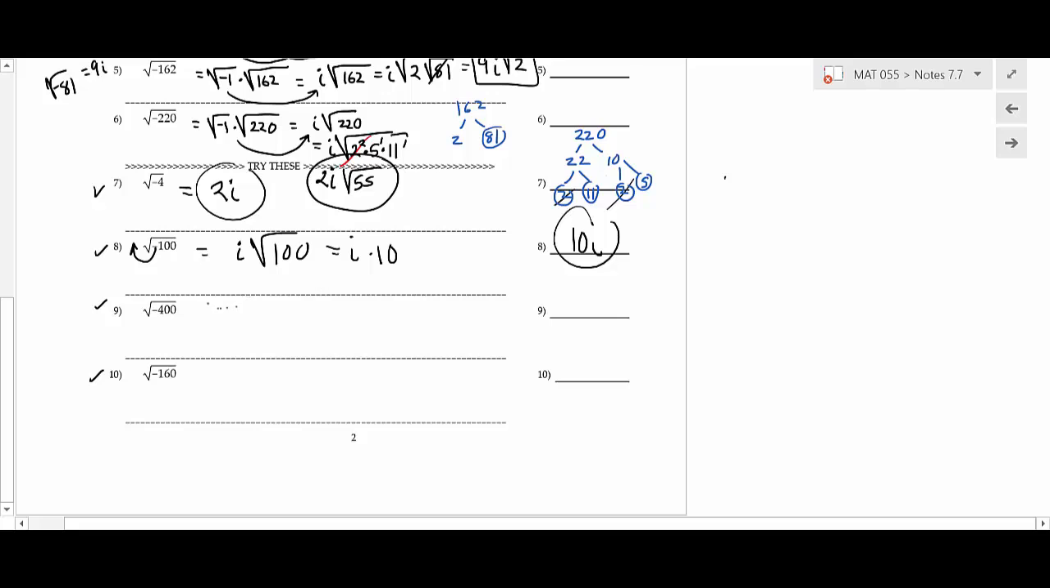All right, this one you can start the same way. If you want to start doing it this way, you can. That's just i times square root of 400. Okay, what's the square root of 400? 20. Not everybody did that one right.